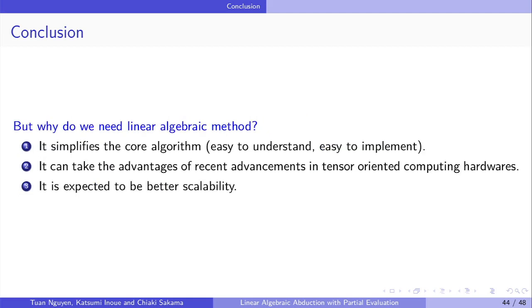But maybe people wonder why do we need the linear algebraic method? Actually, we can see that it simplifies the core algorithm. It's easier to understand and easier to implement. And it also can take advantage of recent advancements in tensor-oriented computing hardware. And it's expected to be easier to implement in parallel and have better scalability.